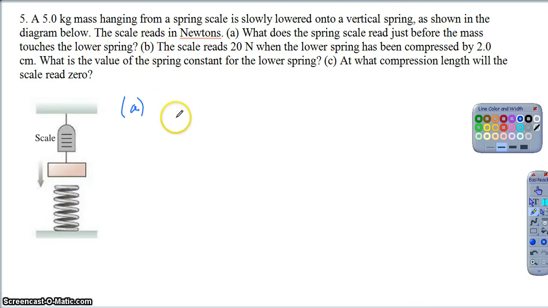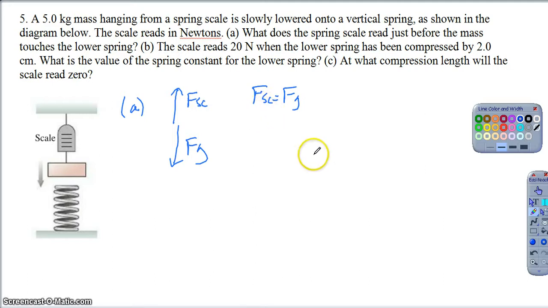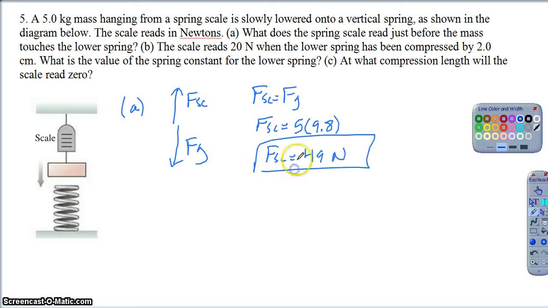Well, before the mass touches the spring, the only forces acting on it are the scale and the force of gravity, right? And even though it's being slowly lowered, since it's not accelerating upward or downward, we know that those 2 forces would be equal and opposite. So the scale force, which I'll call SC just to distinguish that in a minute here, would be equal to the force of gravity. In this case, the force of gravity would just be my 5 kilograms times 9.8. Using our 5 rule, of course, that's just 49. So I know the scale force would be 49 newtons before it interacts with the spring.